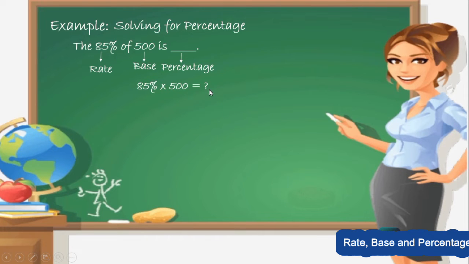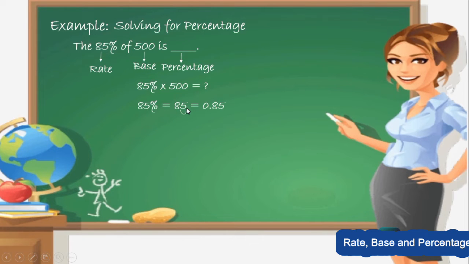Diba yun yung formula? So, rate times base is equal to percentage. Let's multiply 85% times 500. But before that, gagawin natin siyang decimal, yung 85%. Gawin muna natin siyang decimal, yung 85%, bago natin multiply sa 500. Ano yung decimal form of 85%? Ang decimal form ng 85% is 0.85.